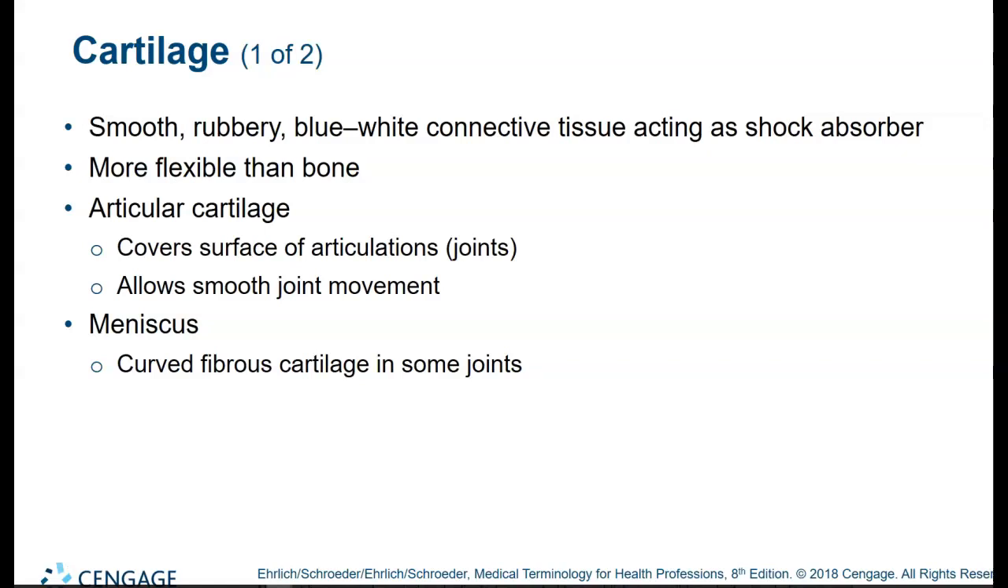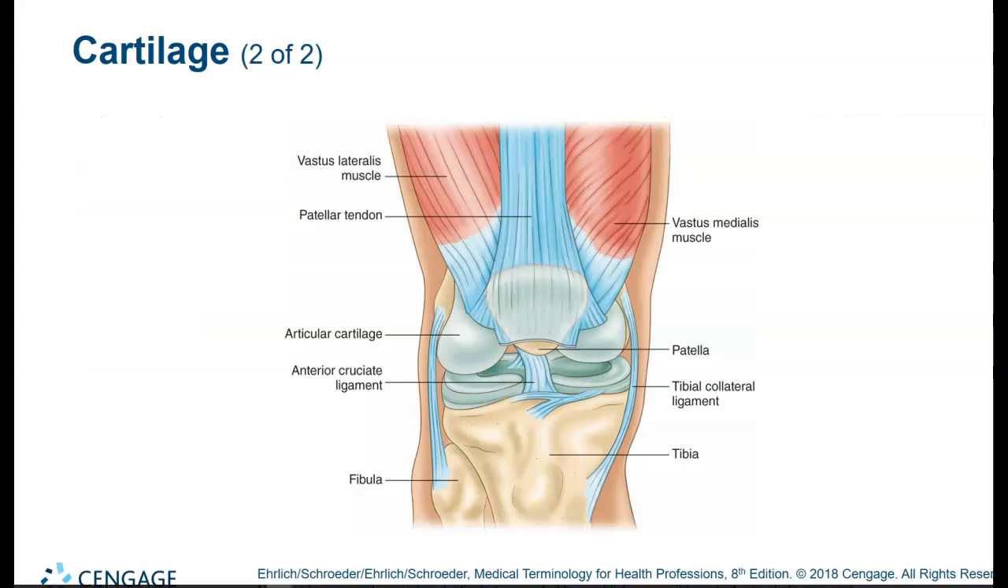Okay. Cartilage is actually a connective tissue that acts like a shock absorber for our bones. It actually works wonders to help when we're jumping, running, those types of things. Okay, you can actually see the different cartilage that's here.